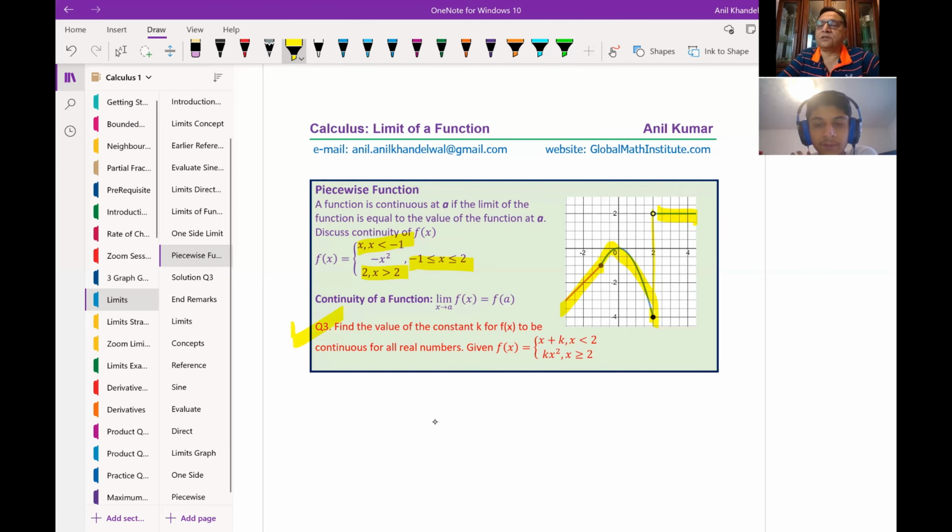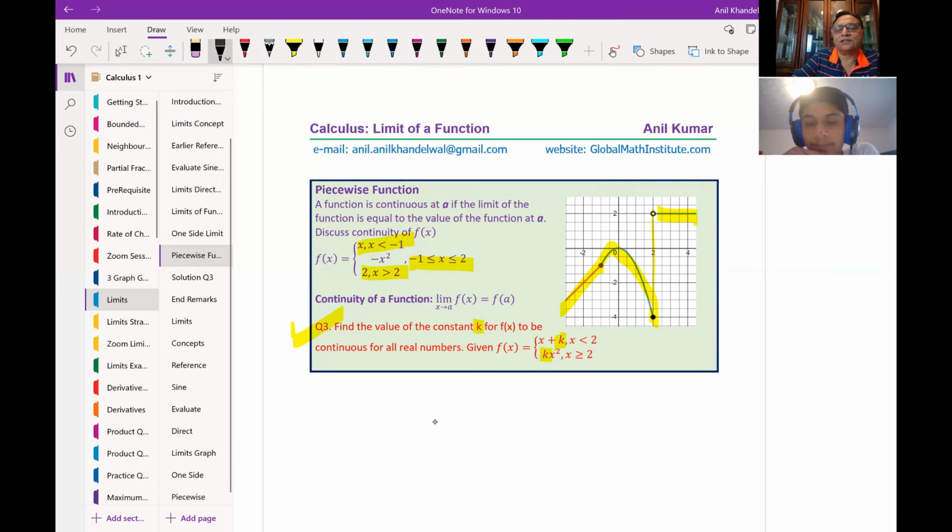Can you please read question number 3? Find the value of the constant k for f of x to be continuous for all real numbers, given f of x equals x plus k when x is less than 2 and kx squared when x is greater than or equal to 2. How will you solve this question? So for it to be continuous at the point 2, both of those pieces have to have the same value.